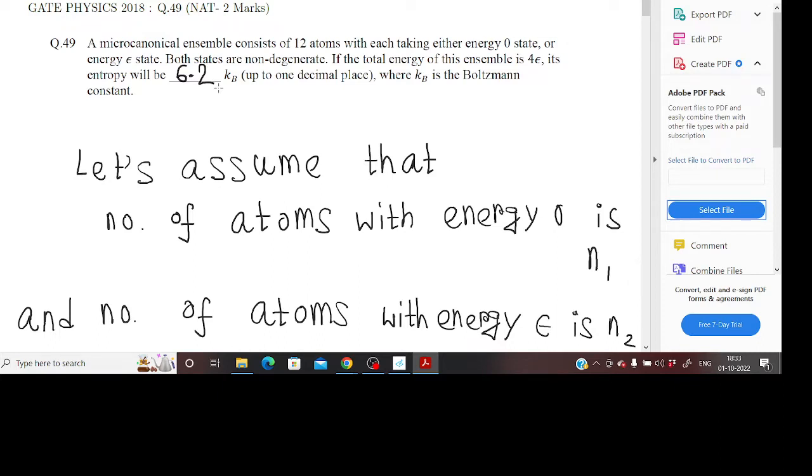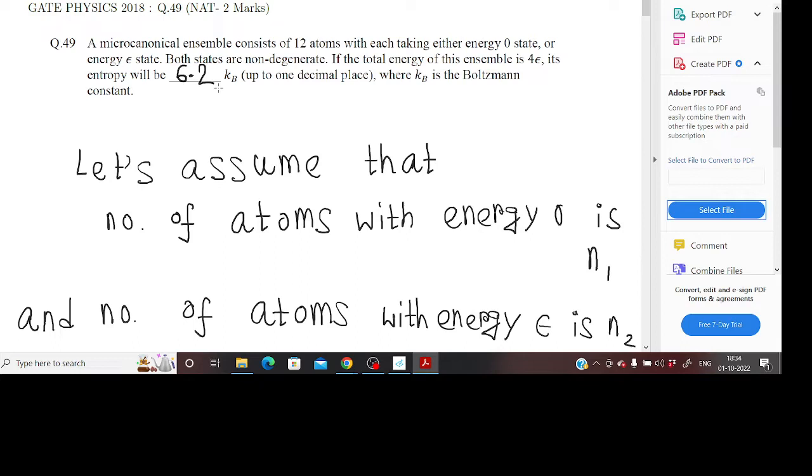Sir, in this question we have considered the particles to be distinguishable. So why do we consider the particles as distinguishable? The atoms are similar. Sorry, can you repeat your question? In this we have considered the particles as distinguishable and applied the formula for the number of microstates. So why do we do that?